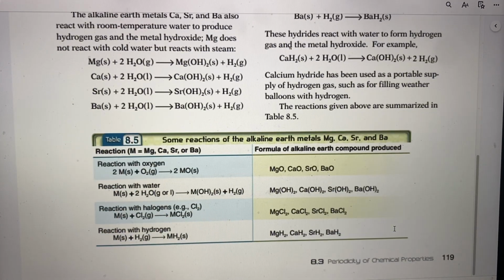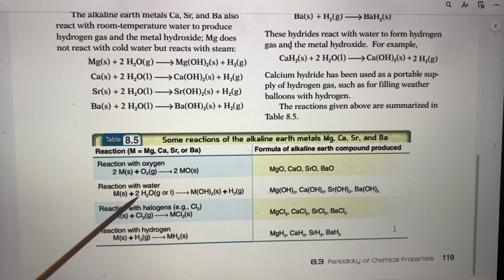So this is the formulas here. When I say formulas, it's actually how to make an equation. So when you're asked to make an equation, you can look here. M would be magnesium, calcium, strontium, barium, all right here. These symbols: Mg, Ca, Sr. And so you can fill in the blanks there, right? You combine with oxygen, and this is how it combines.